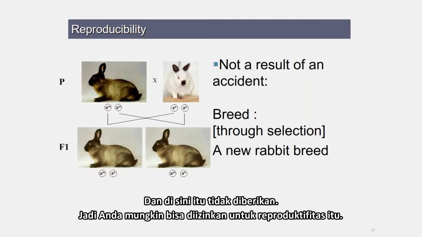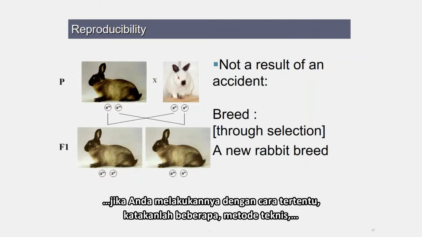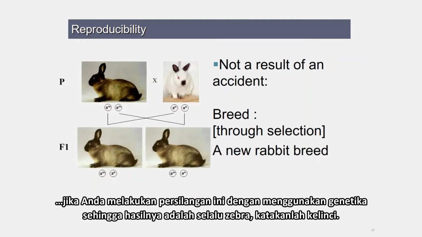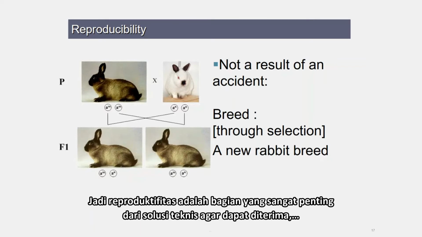So you can maybe grant that reproducibility. In that case, if you don't do it in a natural way, if you do it by some, let's say, technical methods, if you do this crossing by using genetics, so that the result is always a zebra rabbit, in that case, you have at least the criterion of reproducibility, and that can be accepted for the patentability. So reproducibility is a very important part of the technical solutions in order to be accepted.